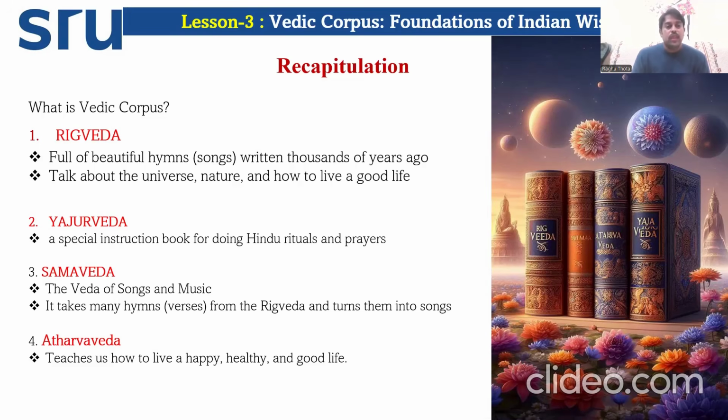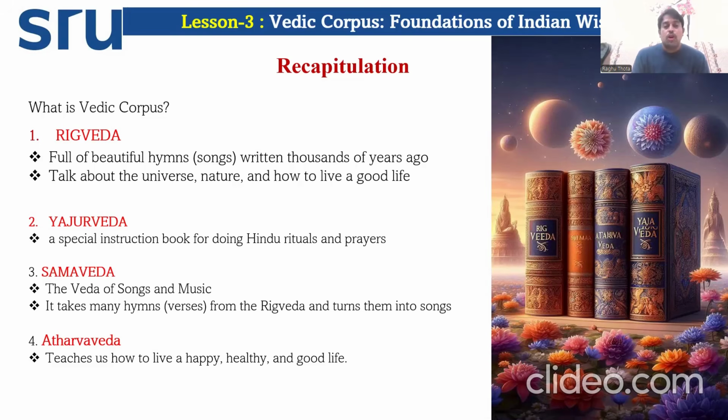What is Rig Veda? Rig Veda is the book of hymns or songs which were written thousands of years ago. It is a book of lyrical songs, and it talks about the universe, nature, and how to lead a good life in ancient times. Yajurveda is a special instruction book for doing Hindu rituals and prayers. It is a book of rituals and pujas: how to perform the puja step by step, how to perform prayers to God. Everything was explained in a very detailed, step-by-step process, and that Veda is named Yajurveda.